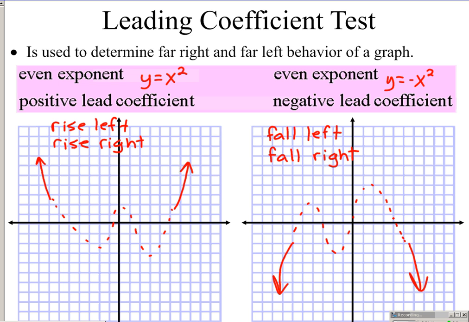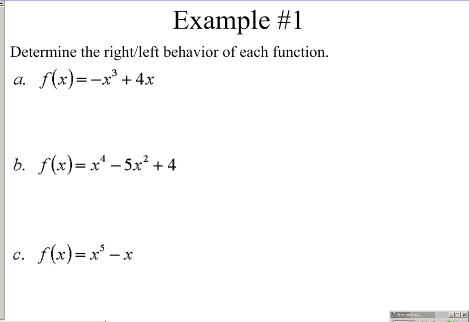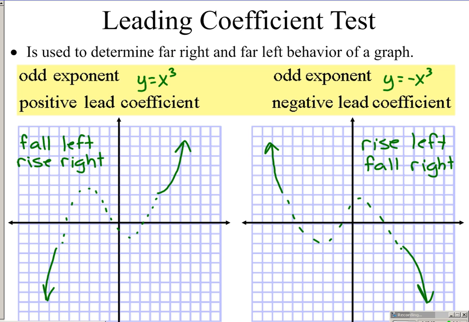So looking at these, determine the left and right behavior of each function. The only thing we need to look at is the highest degree term. So I'm only looking at this negative x cubed. It is an odd exponent with a negative lead coefficient. Odd exponent, negative lead coefficient, all behave the same as what this graph does here. So it's going to rise left and fall right.